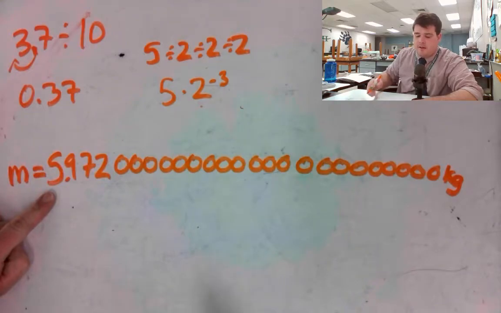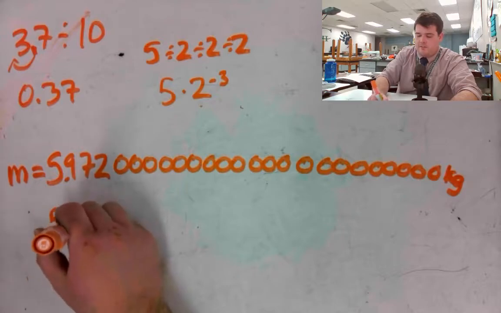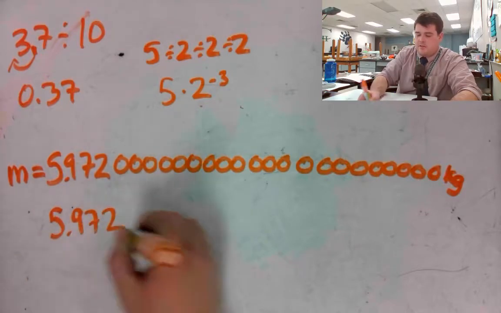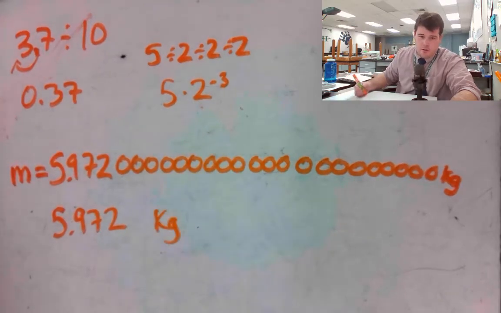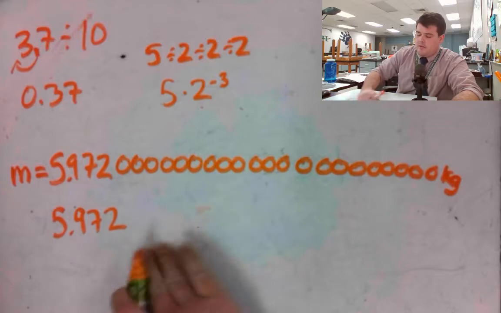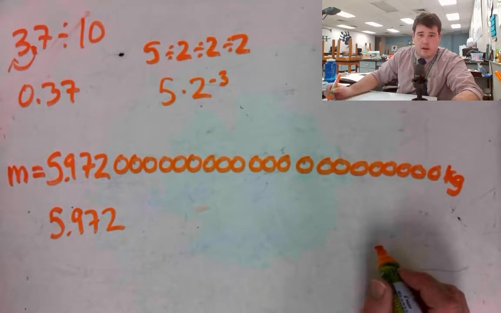And the way we do that is we move the decimal point right here. So now my new number is 5.972 kilograms, right? That's the mass of the Earth, right? Wrong. The Earth is not just under 6 kilograms. So we have to somehow deal with all of these zeros. And how are we going to deal with that?